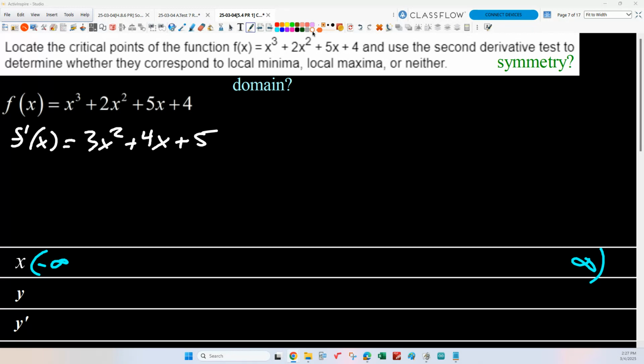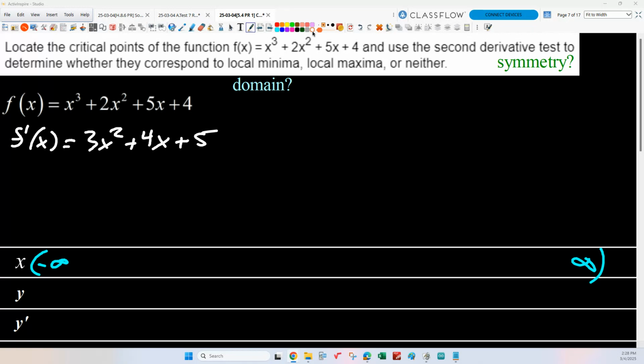Right, okay, so what part of the quadratic formula do I want to always pre-calculate? The discriminant, the part under the radical, because it tells me right away if I'm going to have real solutions, right? If the part under the square root is negative, there's no reason to go do all this, because I'm not going to have any critical numbers. This derivative is nowhere undefined.